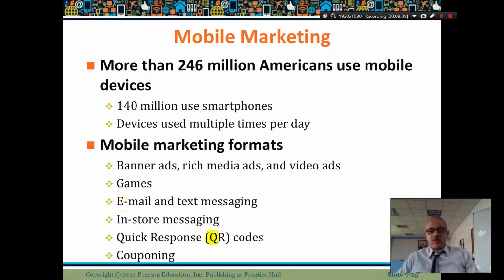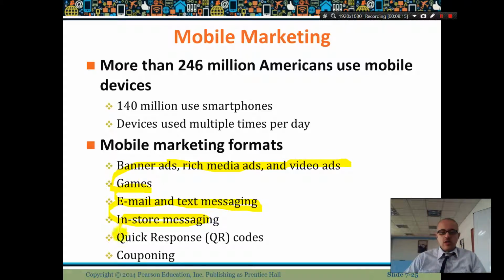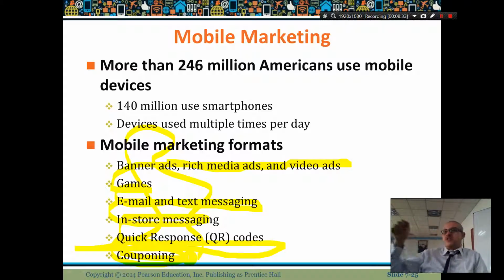Mobile marketing formats: banner ads, rich media, video ads, games, email, text messages, in-store, QR codes and coupons. Are you familiar with all of these? Do you know what a coupon is? It gives you a short code that you put on the website to get a discount. QR codes you see on the streets, you just scan them and they take you to that. Sometimes inside the store you get a message, they realize you're in.